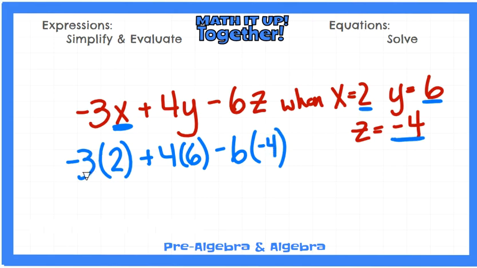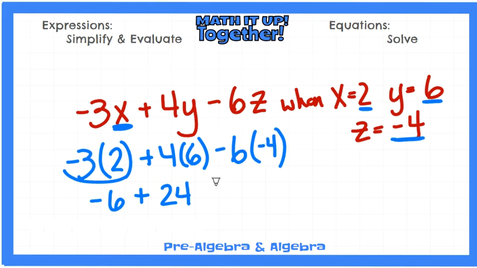All right, so now I have 3 little multiplication problems to begin with. -3 times 2 is a -6. And then I have 4 times 6 is 24. And then I have a -6 times a -4.